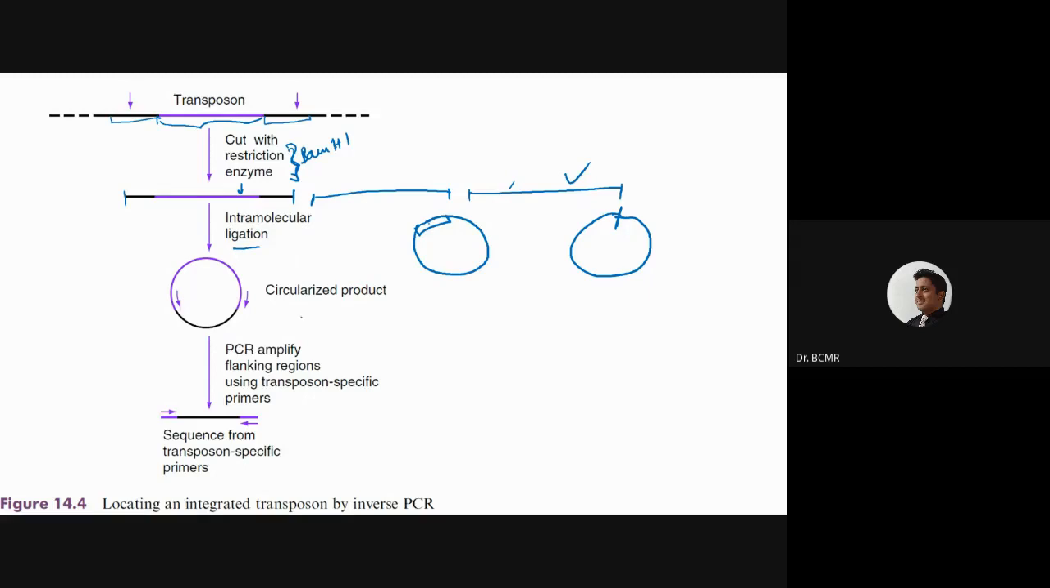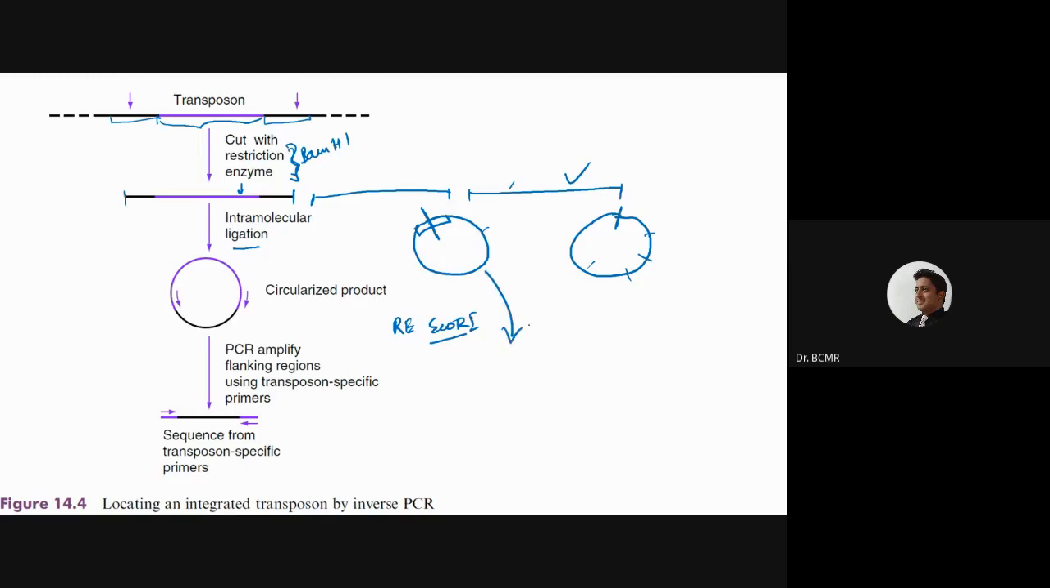Now we will digest it with a restriction endonuclease, say EcoRI, and it will cut. We are choosing EcoRI or another restriction endonuclease based on a unique site on the transposon. So these other molecules also may be cut if an EcoRI site is present. There is a little more detailed protocol, but this general scheme is fine for understanding.